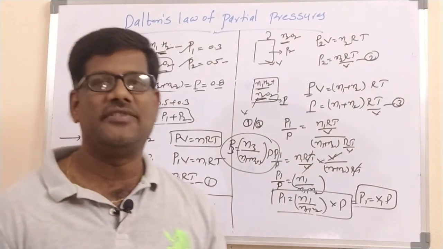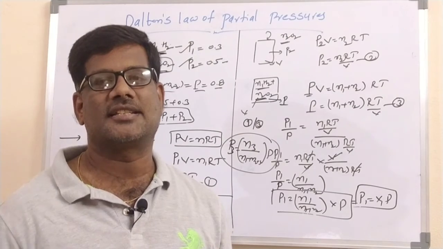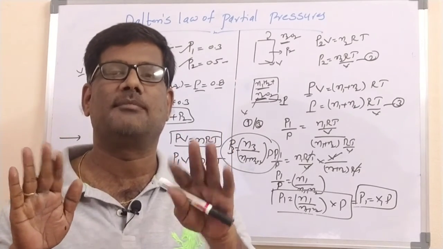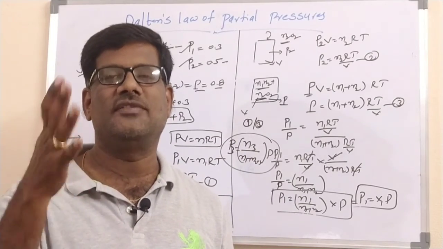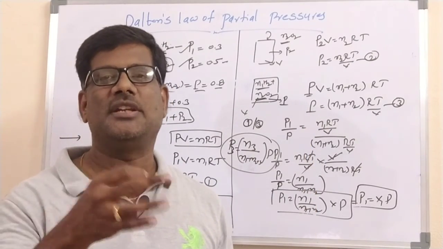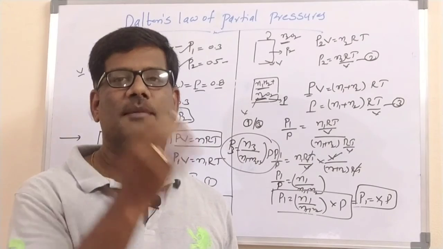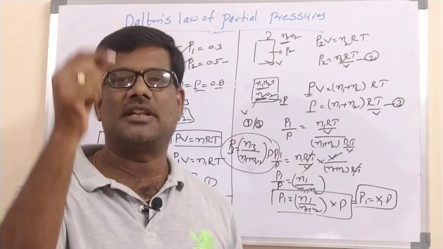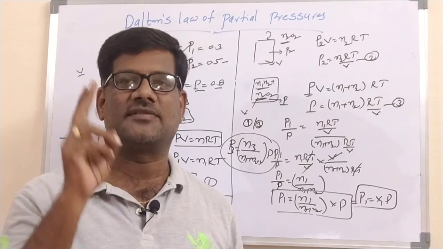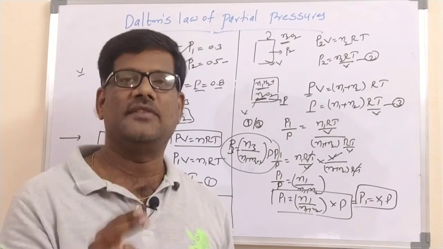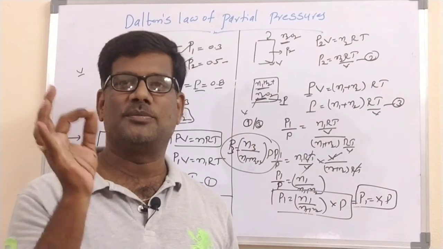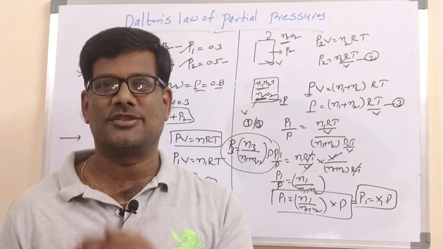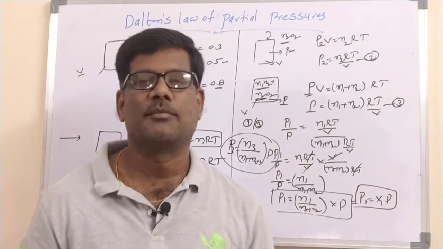By using this, we will predict the partial pressure of each gas. Dalton's law of partial pressure says that the pressure exerted by the mixture of gases is equal to the sum of the individual pressures. Each individual pressure is called the partial pressure. P is equal to P1 plus P2 for two gases. P is equal to P1 plus P2 plus P3 for three gases. P1 is equal to N1 by N1 plus N2 into the total pressure for two gases. For three gases, P1 is equal to N1 by N1 plus N2 plus N3 into the total pressure, where N1 is the number of moles of the first gas and the denominator is the total number of moles. Tomorrow we will discuss the problems. Thank you.